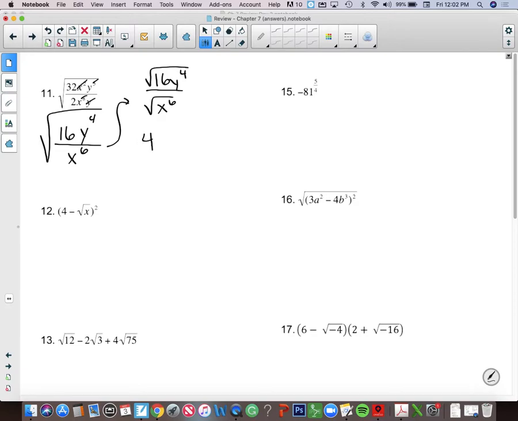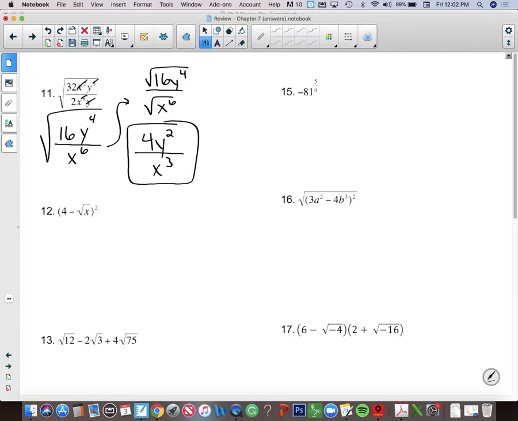And then y to the 4th, we can take 2 groups of y squared out of there. Okay, so we would just get that. And then x to the 6th, we can get 3 groups from there. Okay, so that would be x to the 3rd. And then that's what we have.